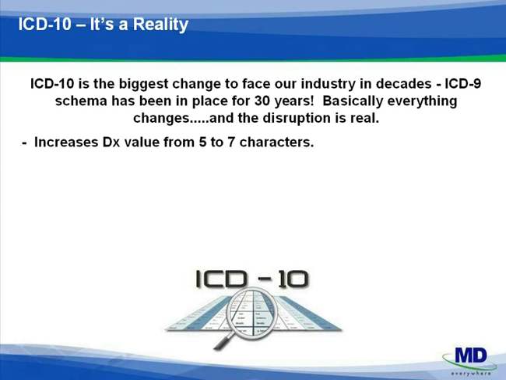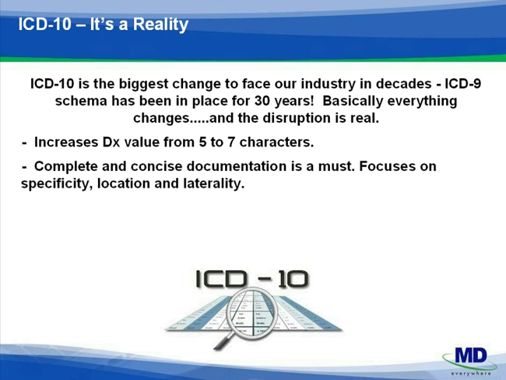Just some housekeeping. The diagnosis is increasing from 5 to 7 characters. There's no longer going to be a decimal point. It's going to be alphanumeric. Documentation from the provider is going to be critical. Creating complete and concise documentation that focus on the specificity of the injury, the location, the laterality.